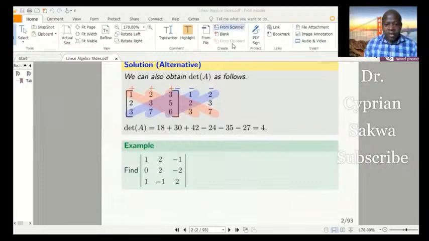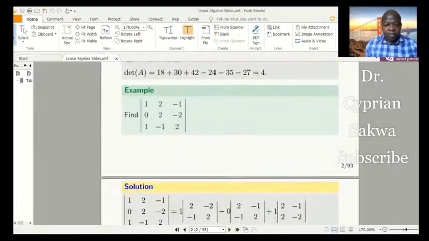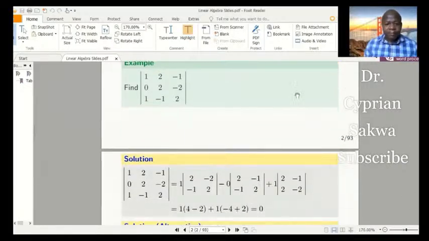We want to find the determinant. This is still a 3 by 3 matrix. So I want to use the two methods and see that the two methods work for this matrix and for any other matrix. So we begin with the first method. I want to find it along the first column. So you remember the sign will be positive, negative, positive.